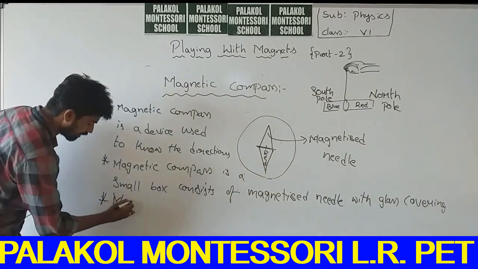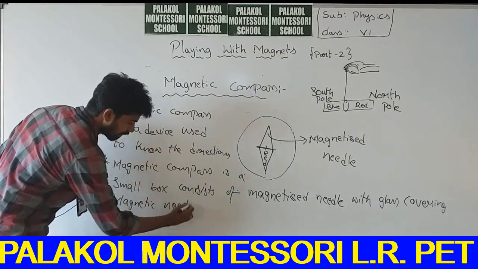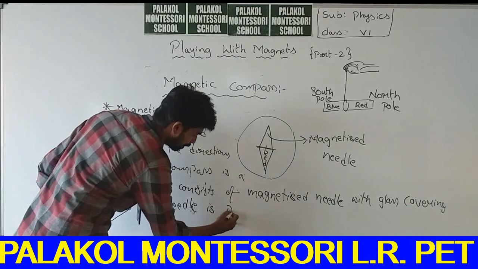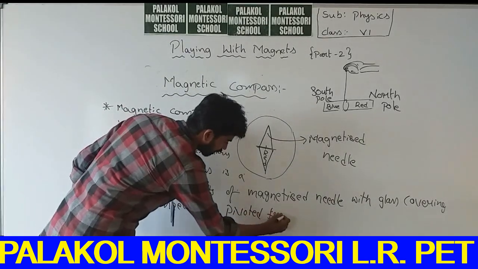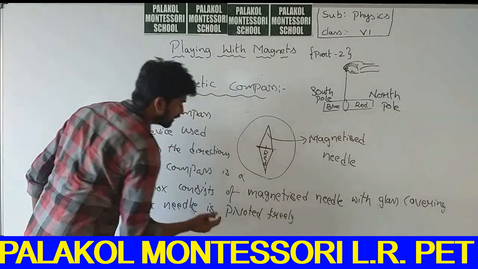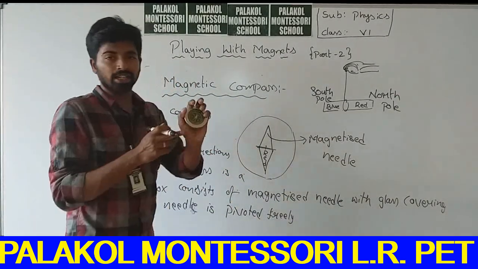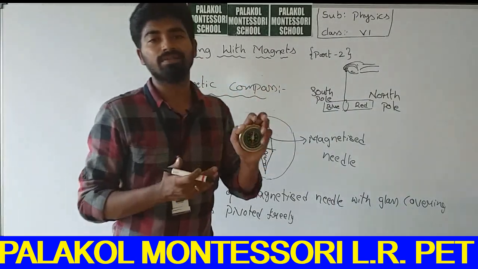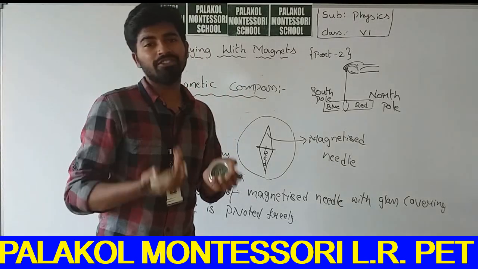The magnetic needle is pivoted freely. Pivoted freely means it is arranged in such a way that it can rotate freely. It is not rigidly fixed. That particular needle can rotate freely.